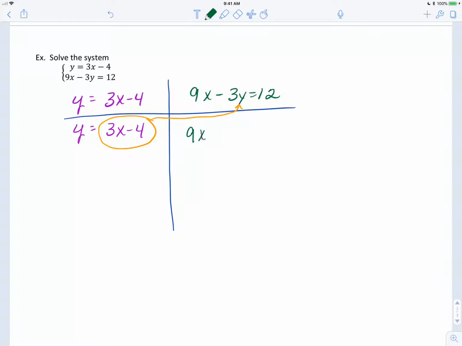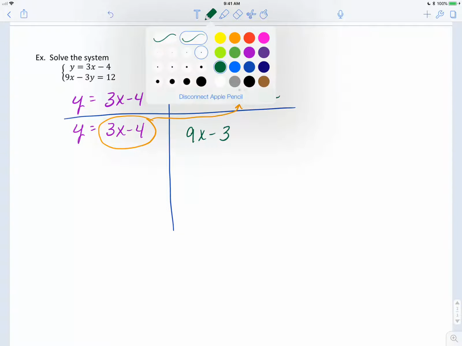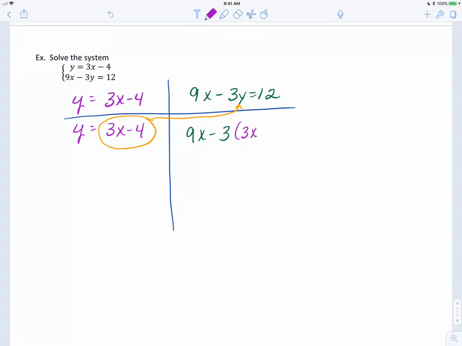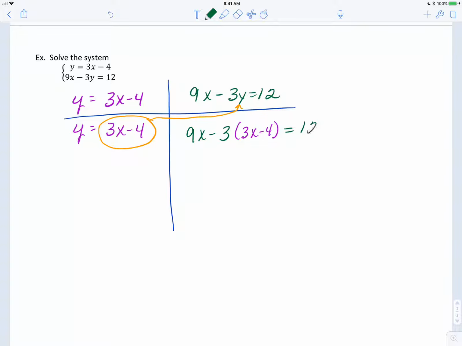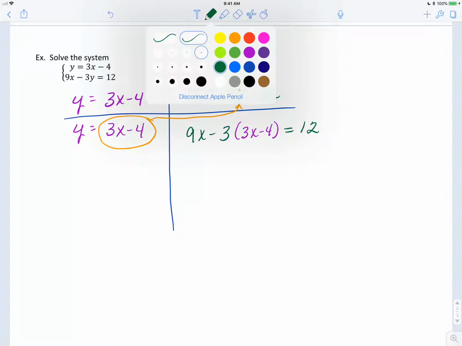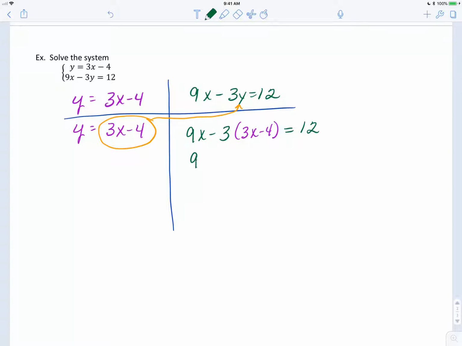So that's 9x minus 3 times y, which is 3x minus 4, and that is equal to 12. So 9x minus, make sure we distribute this to everything inside those parentheses, 9x plus 12 is equal to 12. Well, what happens here? That becomes 0 again, and now we're down to 12 is equal to 12. Well, that's true. 12 is equal to 12.